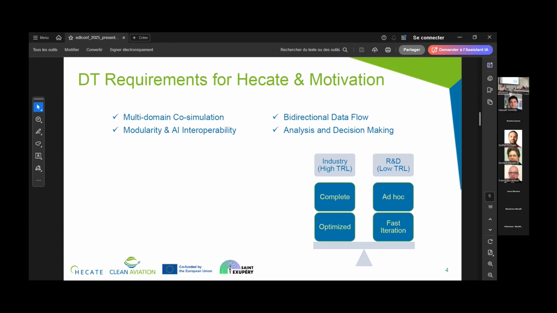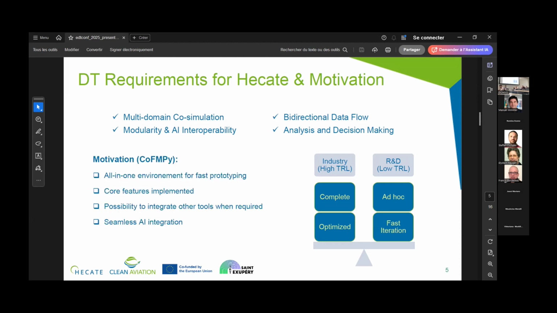So for CoFMPy, we have the following motivations. In this ecosystem, we were looking for an all-in-one environment for fast prototyping, so as not to have the complexity of integrating and managing interoperability between different tools. The second one is to have this environment equipped with core features, already implemented.